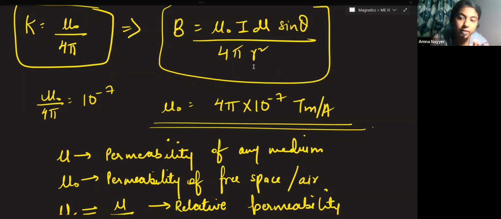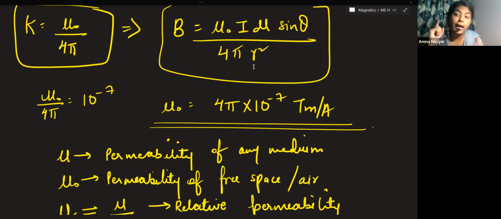Now see, what was the Biot-Savart law? The Biot-Savart law said that the magnetic field is directly proportional to certain things. Firstly, the current that is flowing across the conductor, and dl. dl is the current element. Current element means a small section of the wire through which the current is flowing.